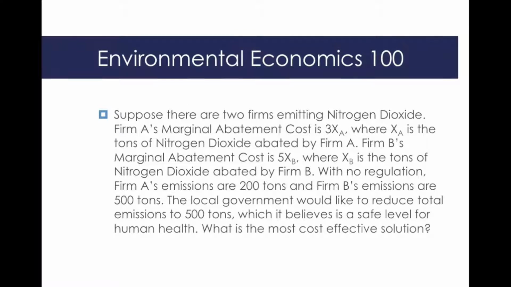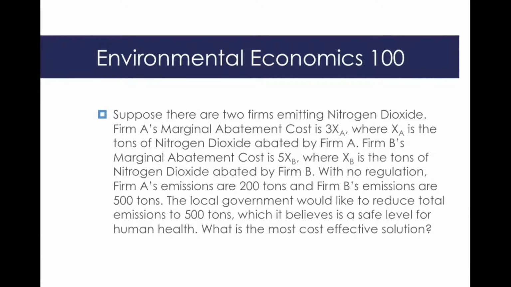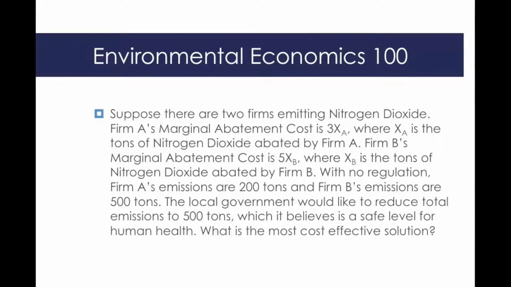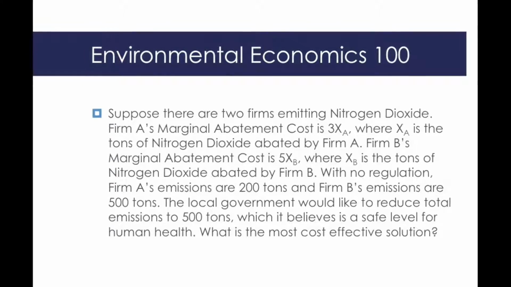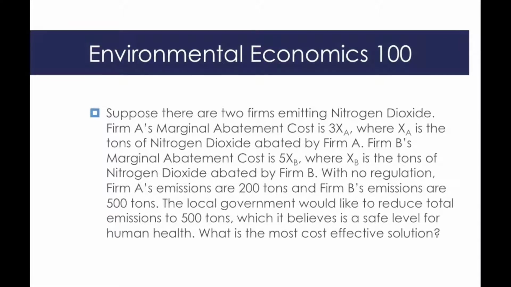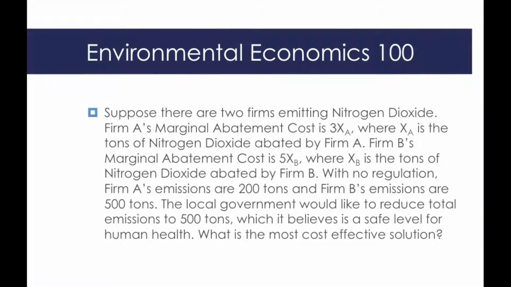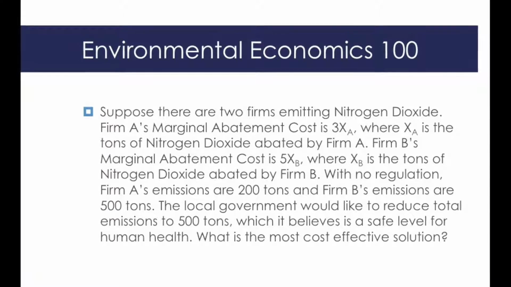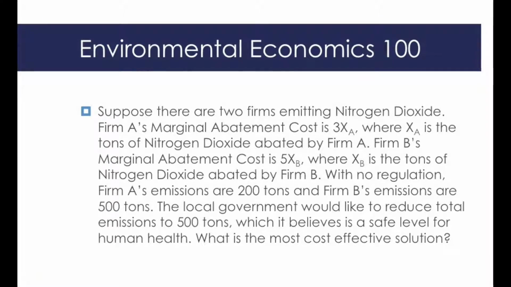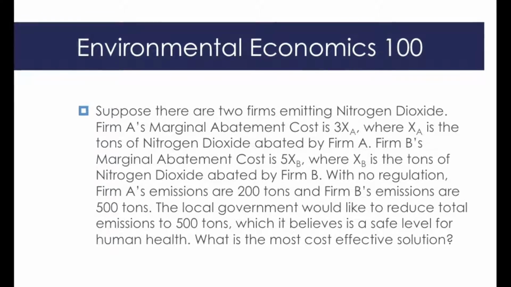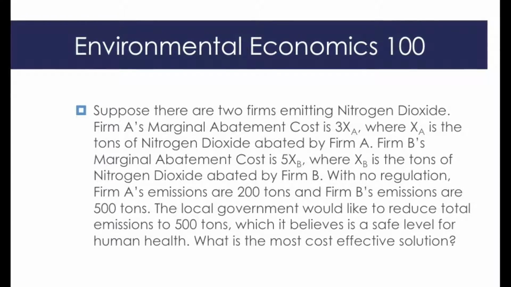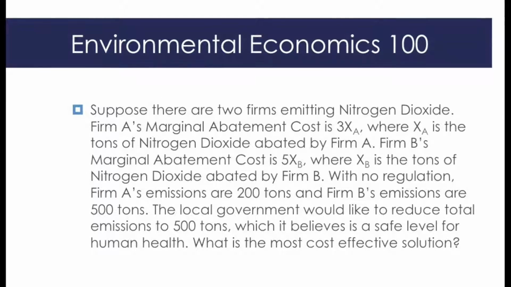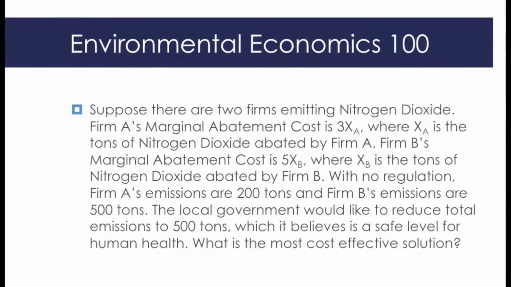Suppose there are two firms emitting nitrogen dioxide. Firm A's marginal abatement cost is 3 e_A, where e_A is the tons of nitrogen dioxide emitted by firm A. Firm B's marginal abatement cost is 5 e_B, where e_B is the tons of nitrogen dioxide abated by firm B. With no regulation, firm A emissions are 200 tons and firm B's emissions are 500 tons. The local government would like to reduce total emissions to 500 tons, which it believes is a safe level for human health. What is the most cost-effective solution?